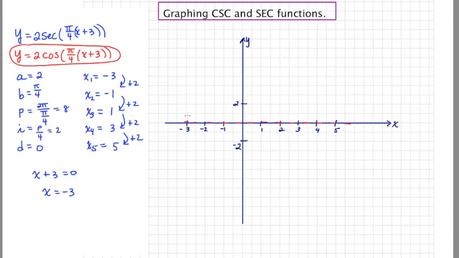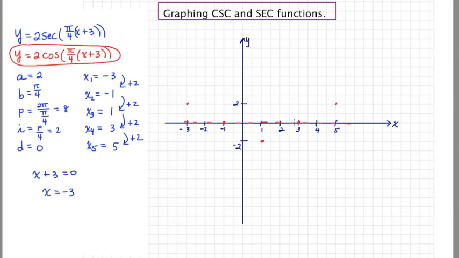Okay. In my class, the way that I remember the basic shape of cosine is the mnemonic: max, intercept, min, intercept, max. My first key point is at -3, and it's a max. The second key point is at -1, and it's an intercept. The third key point is at +1, and it's a min. The fourth key point is at 3, and it's an intercept. And the fifth key point is at 5, and it's a max.